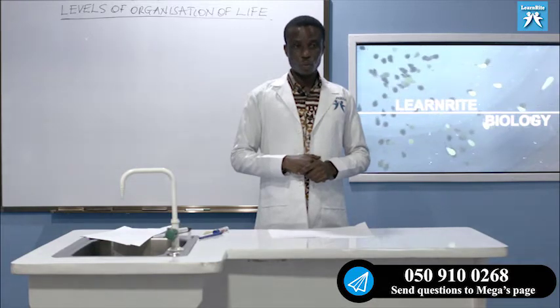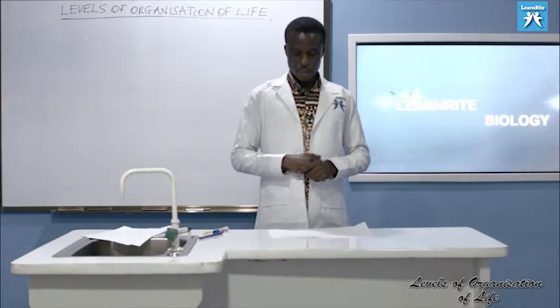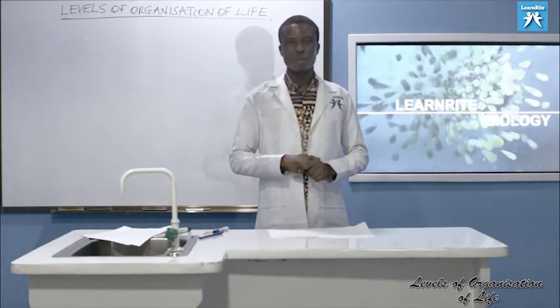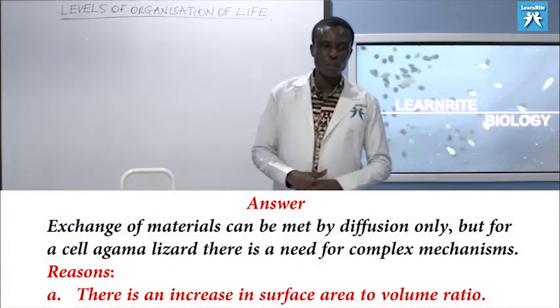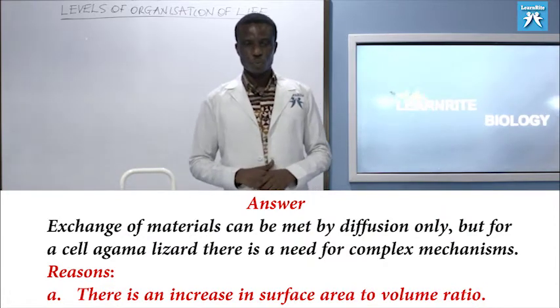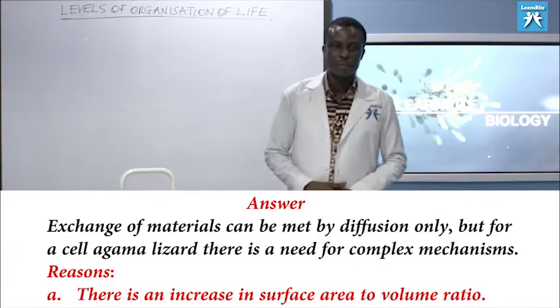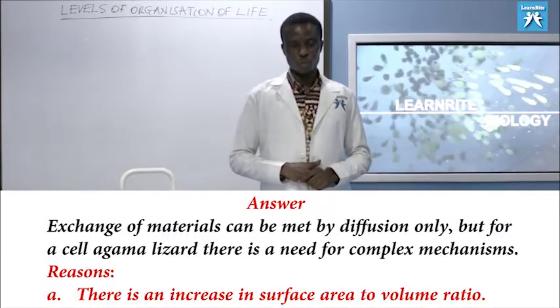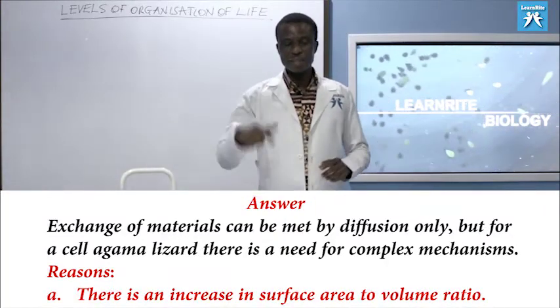Shall I continue? Then, what is the reason? In amoeba, there's a large surface area to volume ratio. But in a lizard, a small surface to volume ratio, so far as that cell is concerned.